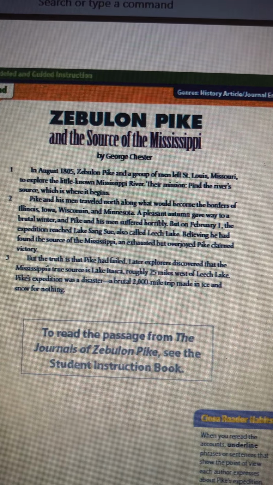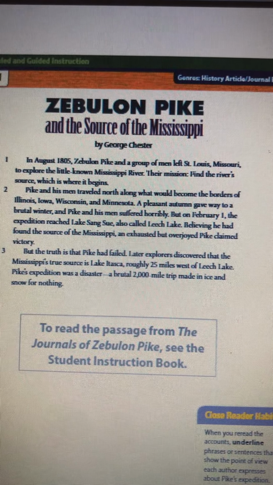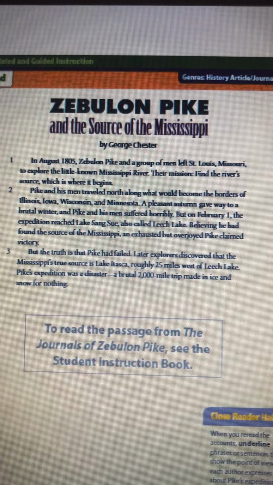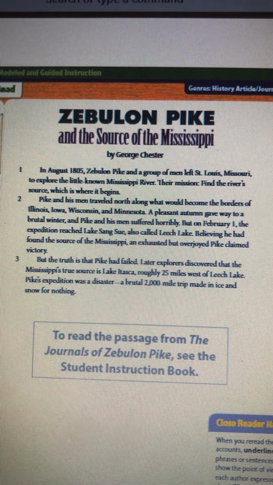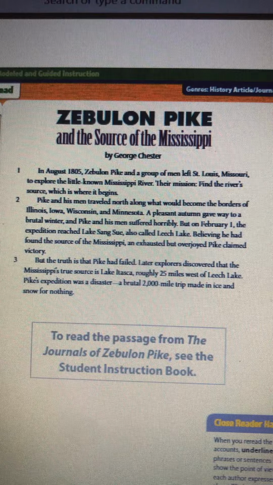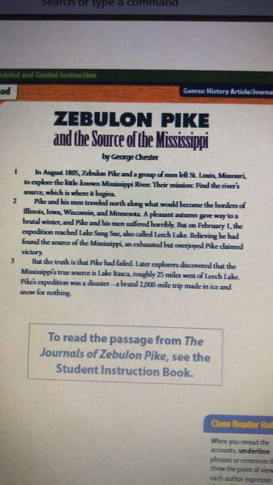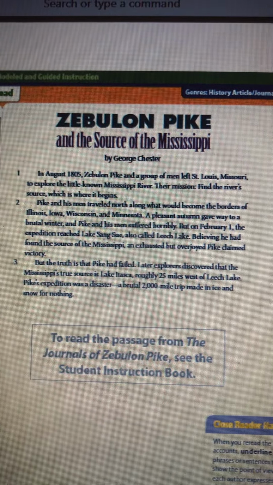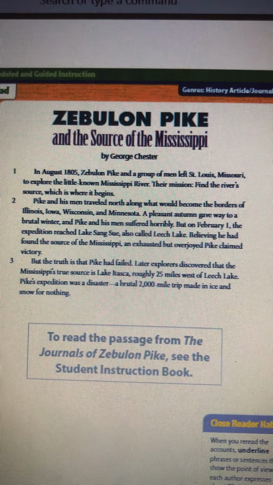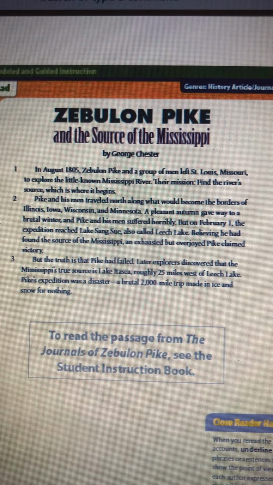A pleasant autumn gave way to a brutal winter, and Pike and his men suffered horribly. But on February 1st, the expedition reached Lake Sang Sue, also called Leech Lake. Believing he had found the source of the Mississippi, an exhausted but overjoyed Pike claimed victory. But the truth is that Pike had failed.